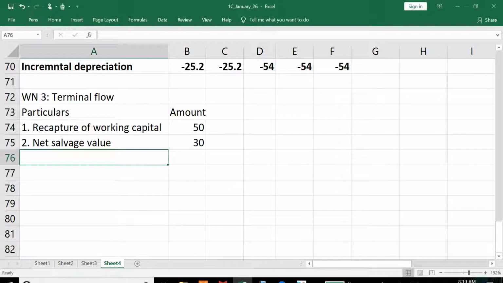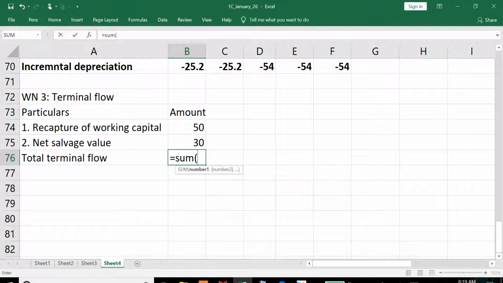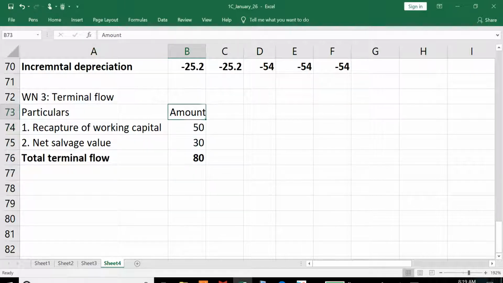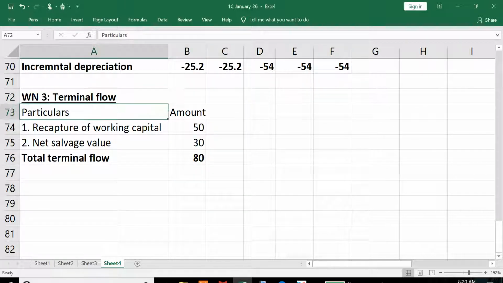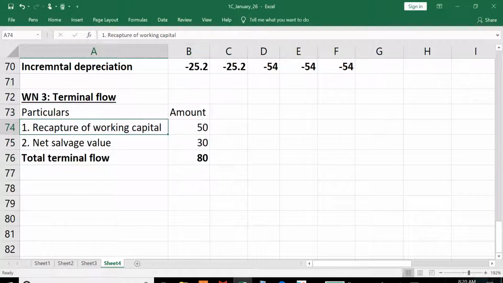Any doubts in this? Total terminal flow is 80 lakhs. Consolidate and calculate NPV. That's the easiest of the lot. Last step is consolidate and calculate NPV.